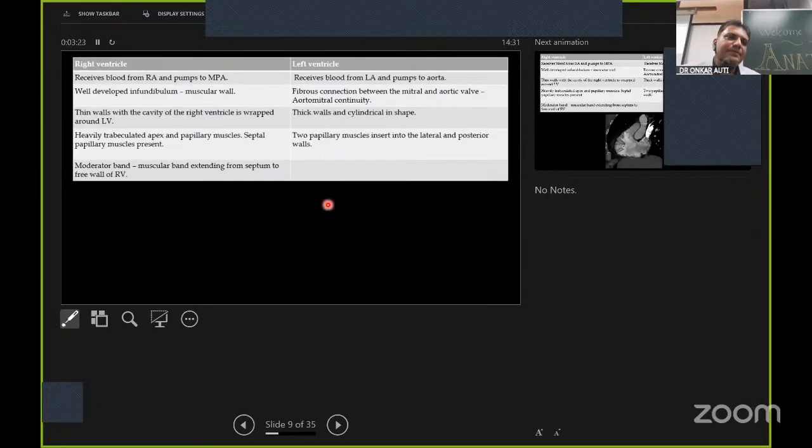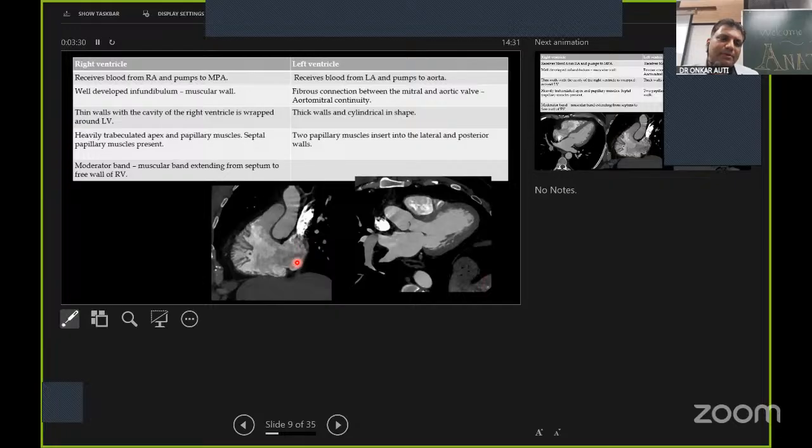Similarly, the differences between the right ventricle and the left ventricle, as we know that the right ventricle receives the blood from RA. So now this is the reconstructed CT image that I showed you, that you can reconstruct in any manner. This is the same patient we saw, and I have reconstructed the images in a manner to learn the anatomy, where here the right atrium is connected to the right ventricle, and then the MPA is arising from the right ventricle, right?